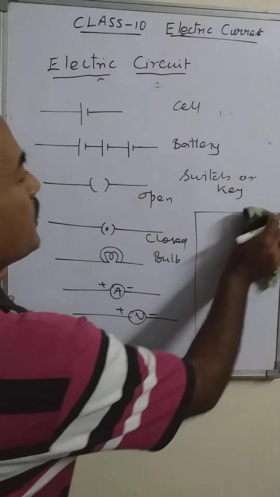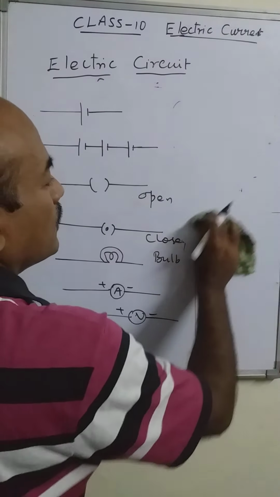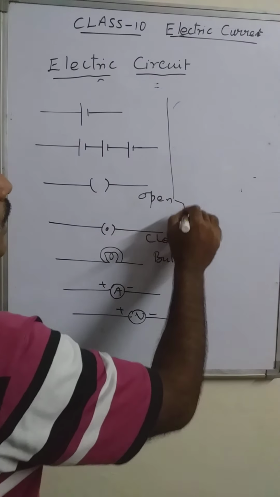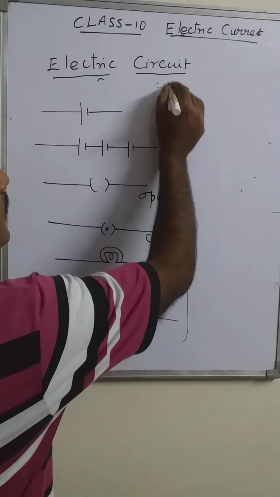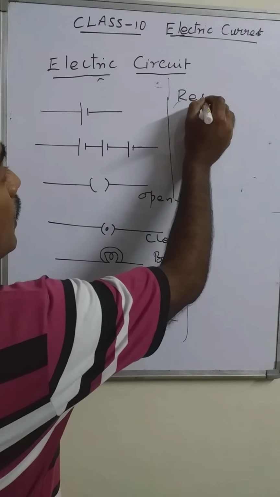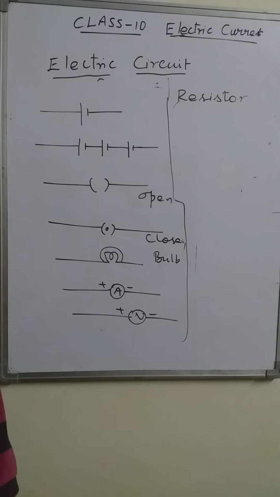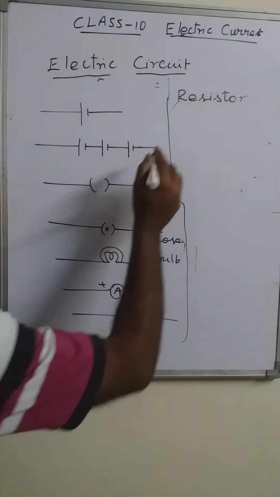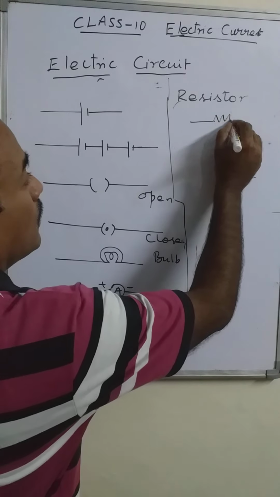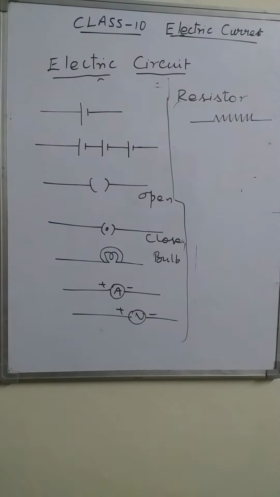Now let me use this space. One component is the resistor. What exactly the resistor is, we will discuss later on. A resistor is a component, a conductor through which electric current can flow. But for the flow of electric current, it opposes. That resistor is shown like this. It is the symbol of the resistor.